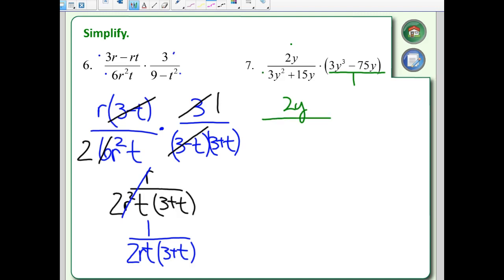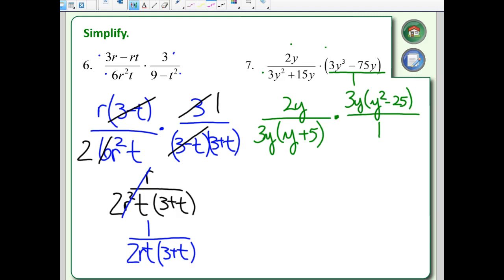If I look at that denominator, good job. I have a GCF. It's going to be 3 and what? 3y. So I'm left with what? y plus 5. And then we're going to go over here. In this numerator, GCF again, what is it? 3y. What are the factors that remain? We've got y squared minus 25, and this is over 1.